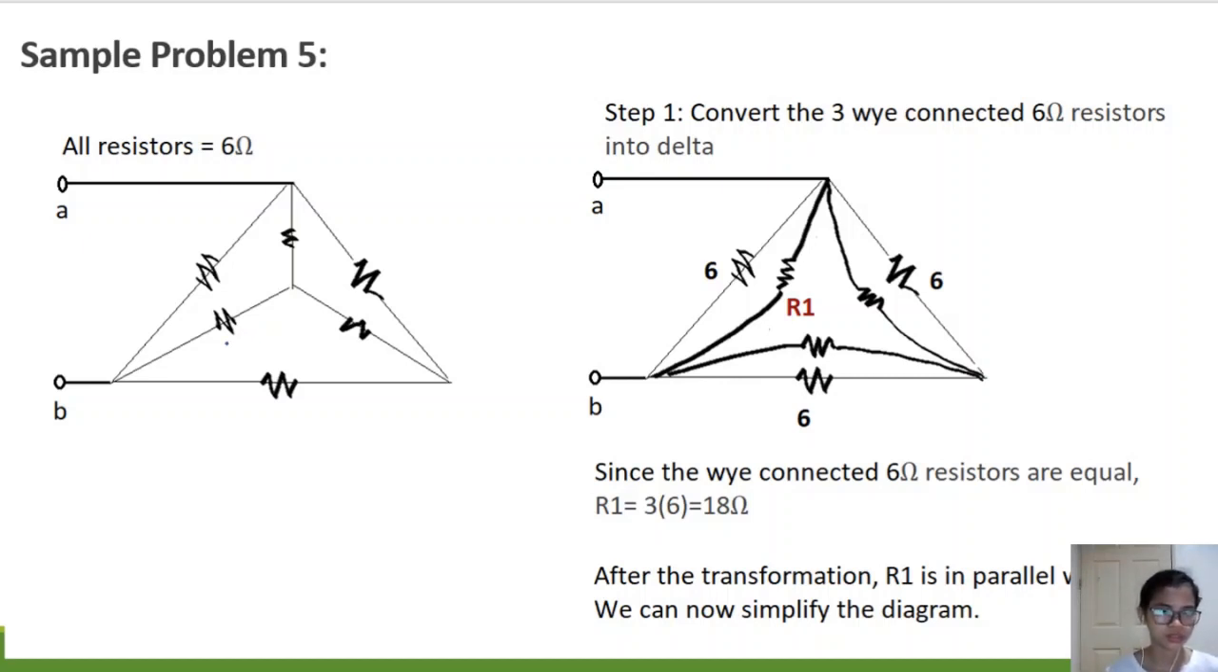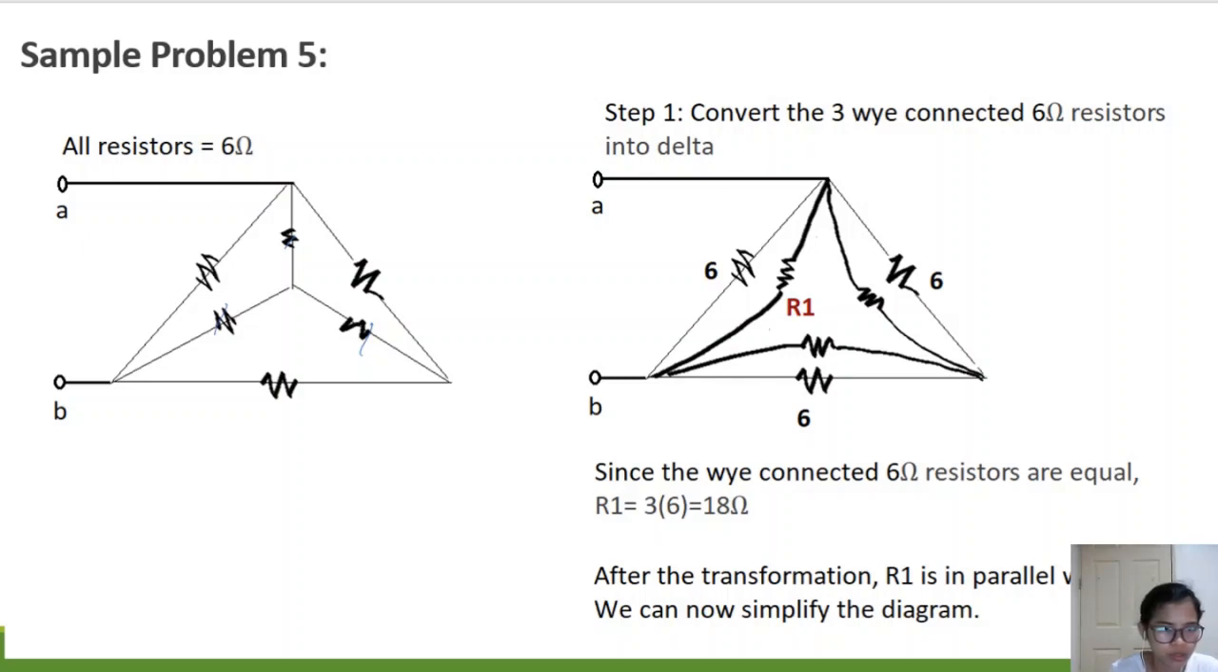It depends. So actually this can be solved in many ways, and my way is this one. I want to convert these Y connected resistors into delta. Okay, these Y connected resistors into delta. And what would be the resulting figure? So as you can see, guys, you need to be aware of the nodes.